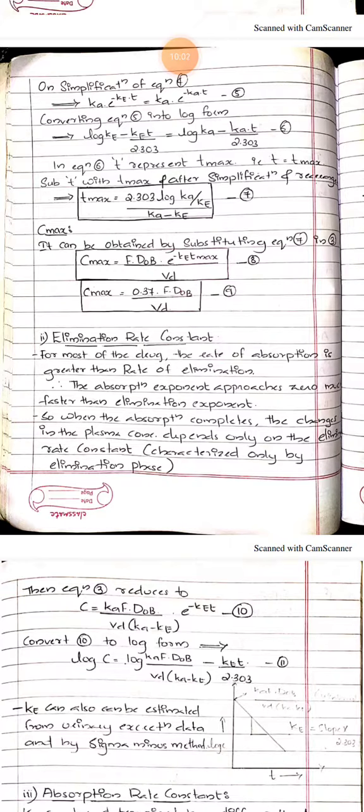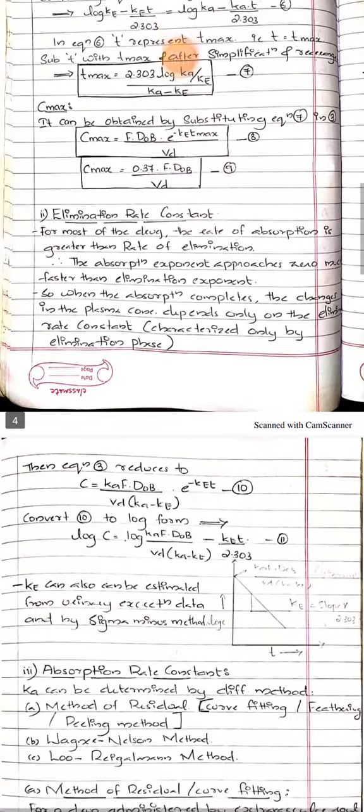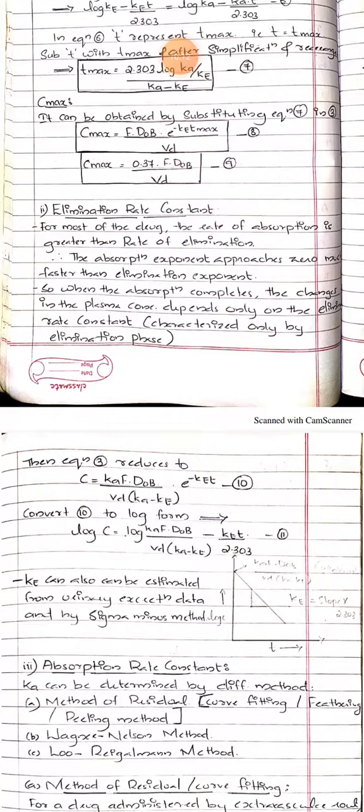Now we have included only the elimination exponent and excluded the absorption exponent. So we got the equation at the elimination phase: C = (Ka × F × D0B) / (Vd × (Ka − Ke)) × e^(−Ke·t). That is equation 10.